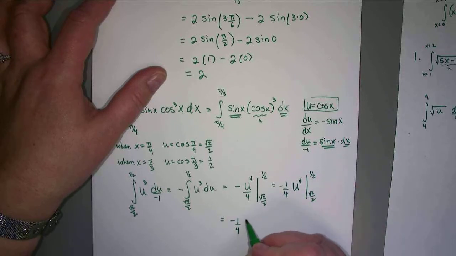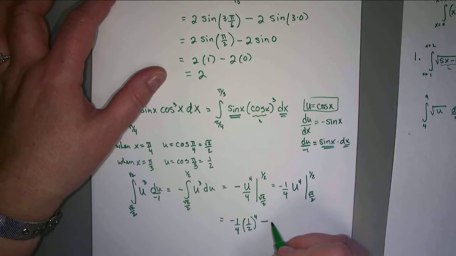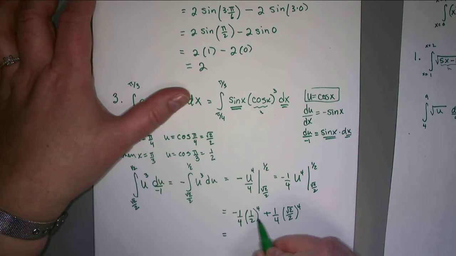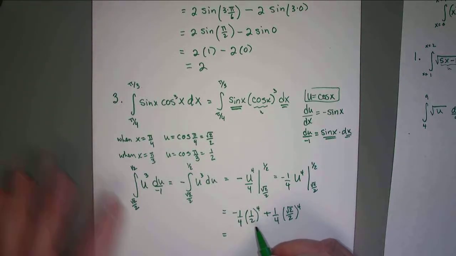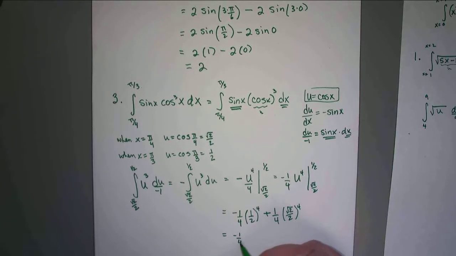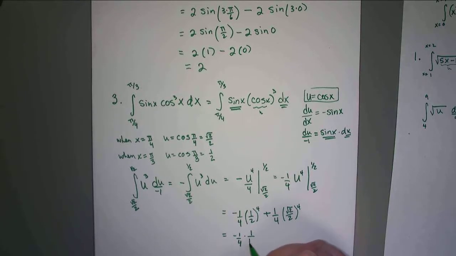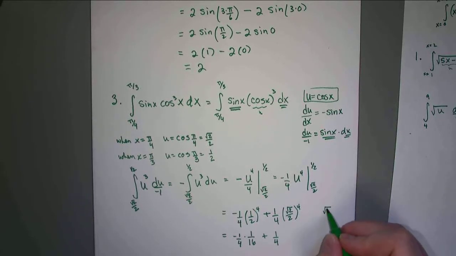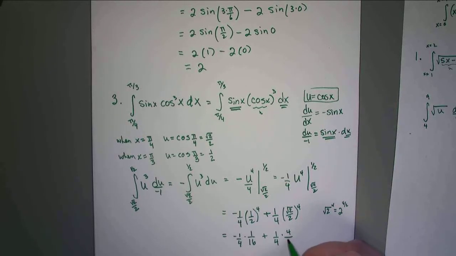So then we're plugging in the top number first, so 1/2 to the 4 minus a minus 1/4, so it'll become a plus, root 2 over 2 to the 4. When you do the 4th power, you would do 1 to the 4th, which is just 1, and 2 to the 4th, which is 16. Root 2 to the 4th is 2 to the 4 over 2, which is 2 squared, or 4, and 2 to the 4th power is 16.